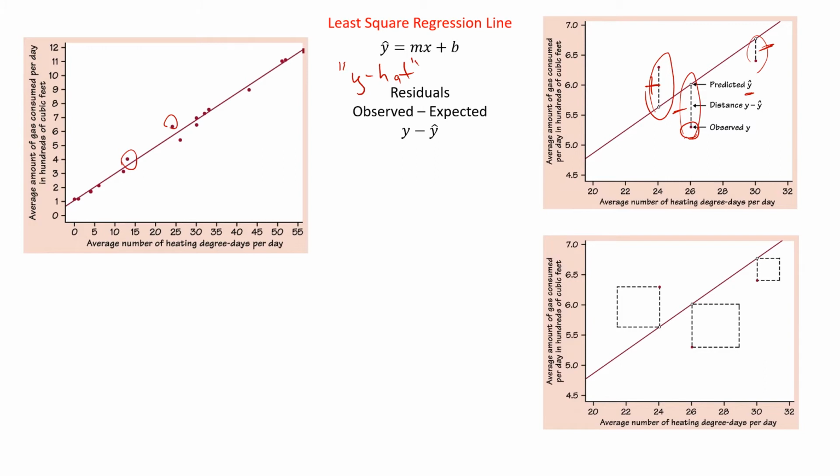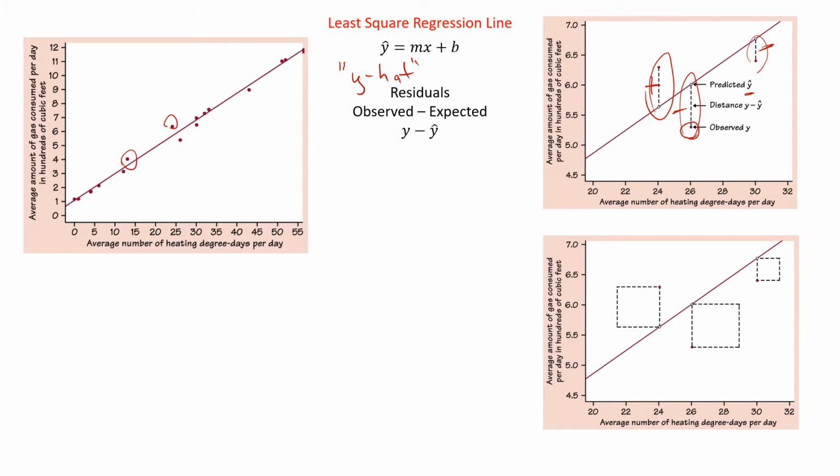So if we take those values squared, now we can add all of those up, and the least square line is the line that makes the sum of these squared values the smallest possible. So if we move the line just a little bit, those squared values are going to get just a little bit bigger. So that is why it's called a least square regression line.